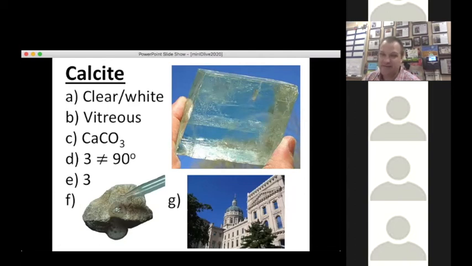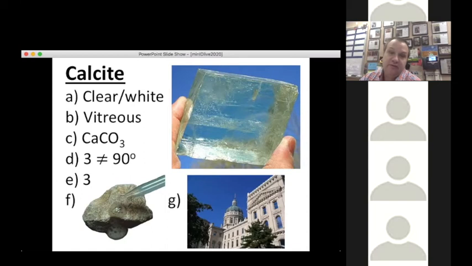We have a lot of this mineral in our state. Calcite can be lots of colors. The one in the screen is clear. I have one that's more kind of chalky or white, but you can see right on the edges, it does shine. Light can go through those edges. So in B, its luster is vitreous. Vitreous light passes through.